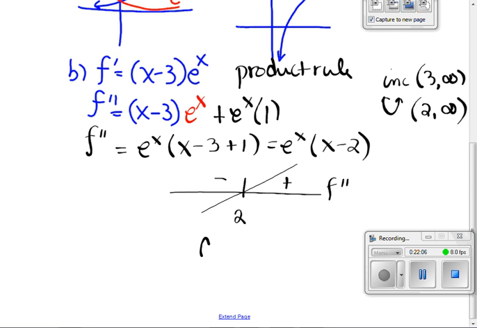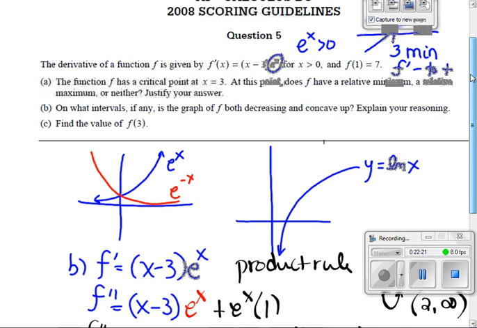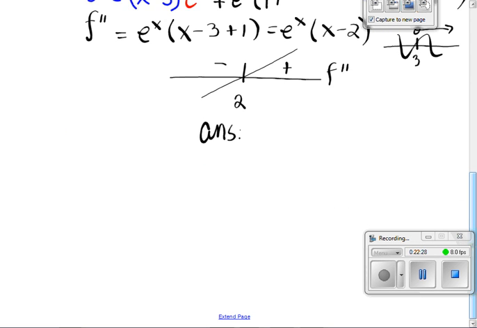So the answer, no. It's increasing from 3 to infinity. Oh, is it decreasing? See, read the problem. Both are decreasing and concave up. Okay, just cross it out on the exam. Don't waste your time. So it's decreasing from 3, and concave up from 2. So it'll be from 2 to 3.